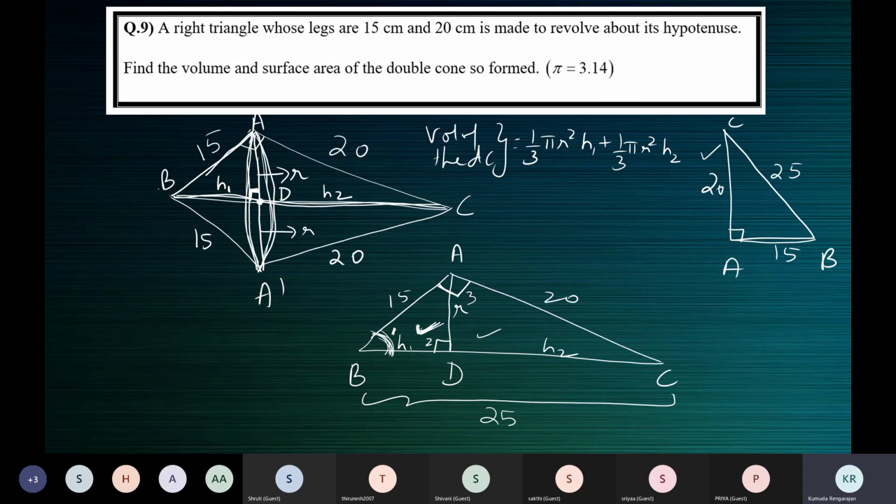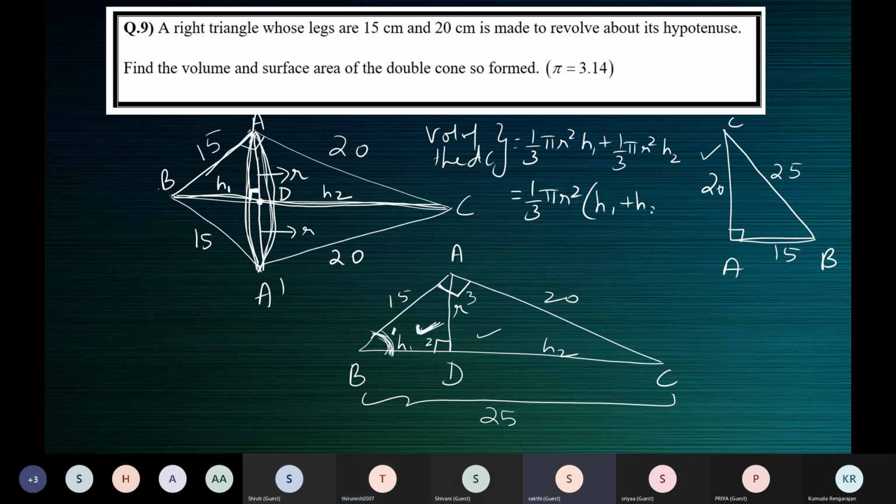The volume of the double cone, DC, is the volume of the small cone plus the volume of the big cone: 1 by 3 pi r square H1 plus 1 by 3 pi r square H2. R is the same. You don't have to say R1, R2 because the value of R is same for both the cones. H1, H2. So what's common, children? 1 by 3 pi r square. So in the bracket, H1 plus H2.